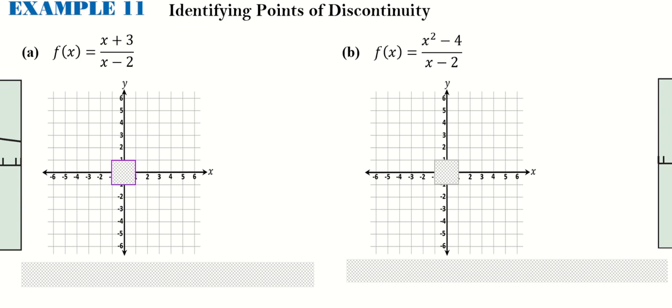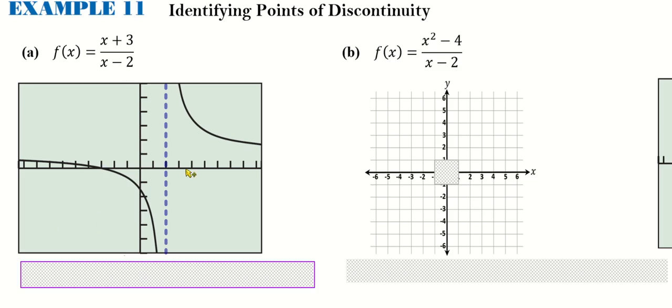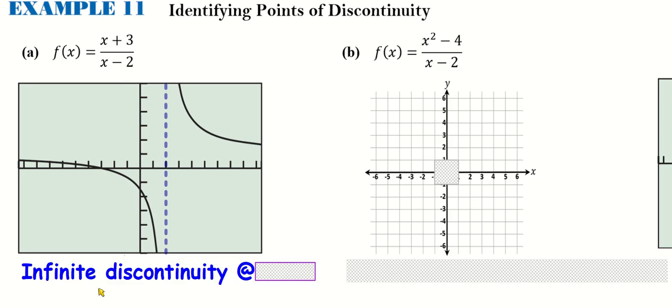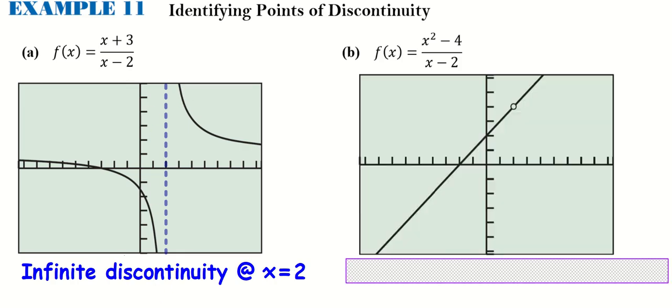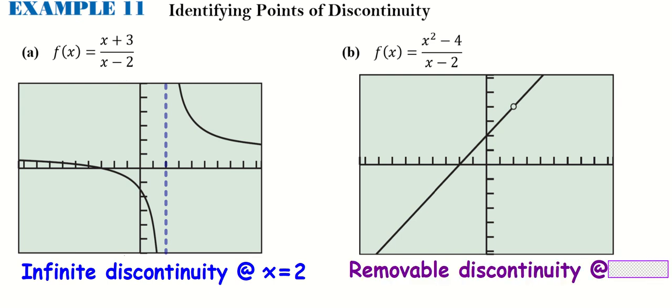Moving on to some examples. Again, we're just going to be looking at the graph, so not exactly Desmos, but when you look at this graph, you can see how there looks like there is a vertical asymptote. So that would be an infinite discontinuity at x equals 2. Next one, how would you describe this? That's right, a removable discontinuity at x equals 2.